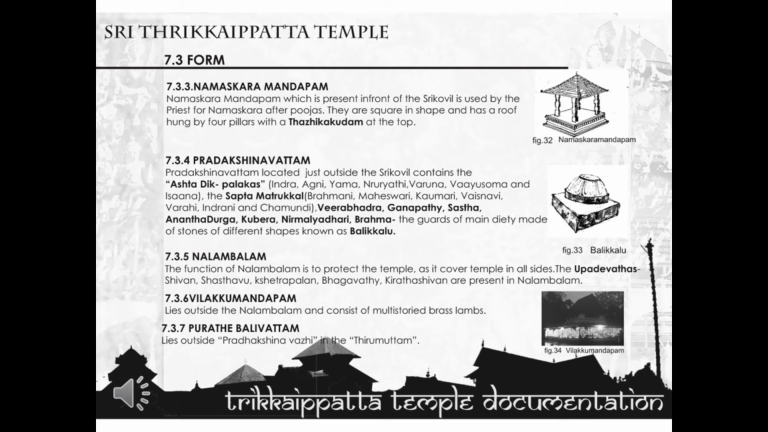Next, Nalambalam. The function of Nalambalam is to protect the temple as it covers the temple on all sides. The Upadevatas, Shivan, Shastav, Kshetrapalan, Bhagavati, Kirat Shivan are present in Nalambalam. Vilakku Mandapam lies outside the Nalambalam and consists of multi-storied brass lamps. Purathe Balivattam lies outside Pradikshinavari in the Tirumuttam.